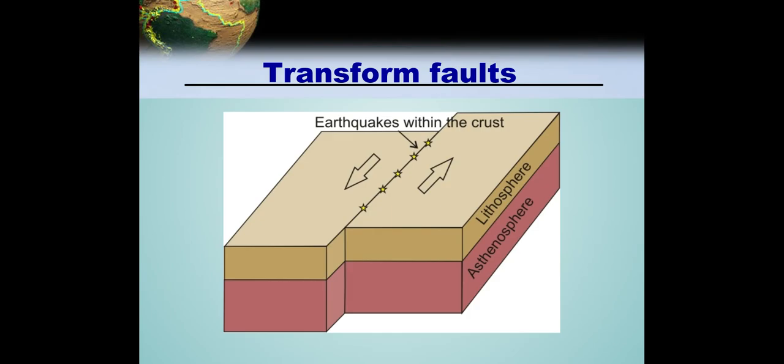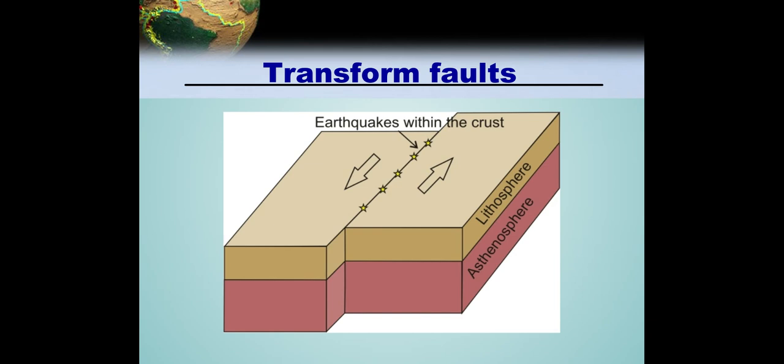Transform faults. When tectonic plates slip horizontally past one another, the lithosphere is neither created nor destroyed. Instead, blocks of crust are torn apart in a broad zone of shearing. So shearing is the type of stress here between the two plates. Such boundaries are called transform plate boundaries because they connect other plate boundaries in various combinations, and they transform the site of the plate motion.